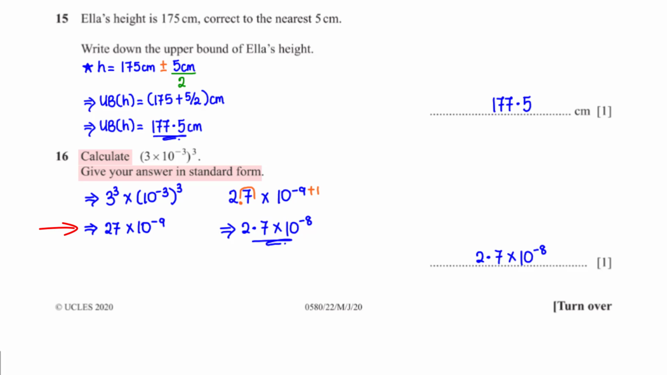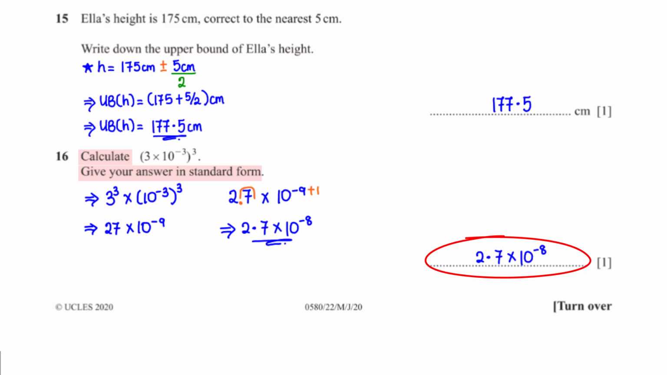This can't be our final answer because 27 is greater than 9. To get it to a value less than 9, we divide 27 by 10. This gives us 2.7. Since we've divided 27 by 10, then we also need to multiply 10 raised to the power negative 9 by 10, which is the same as 10 raised to the power negative 9 plus 1. Negative 9 plus 1 is negative 8, and so our final answer here is 2.7 times 10 raised to the power negative 8.